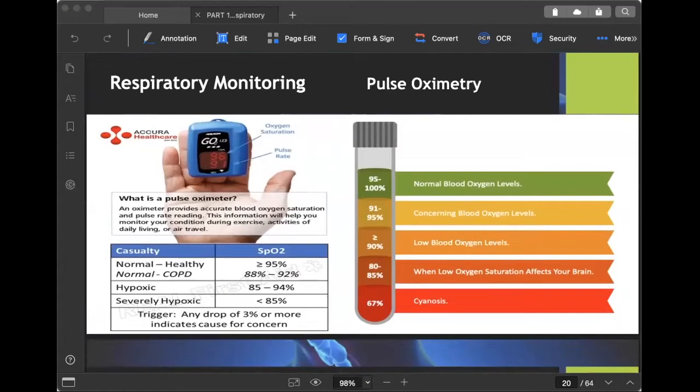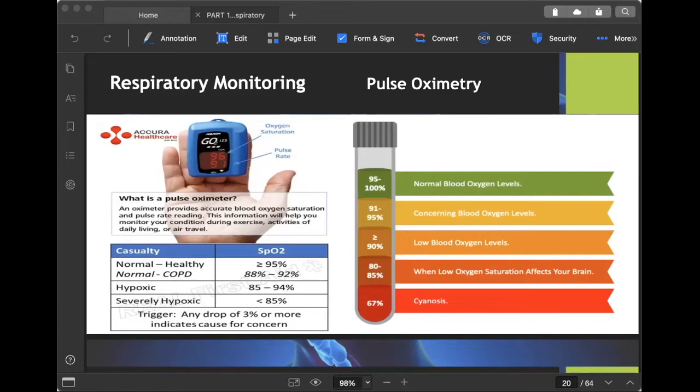Respiratory monitoring. This one you've most likely seen, this kind of apparatus or equipment, in the ICU or in the emergency room, wherein we are using your pulse oximeter. This gives an accurate blood oxygen saturation and pulse rate reading, and the information will help you monitor the condition during exercise, activities of daily living, or air travel. So definitely from 95 to 100%, this is the normal blood oxygen level. However, if you detect lower than 95, that's the time that you will have a concern.